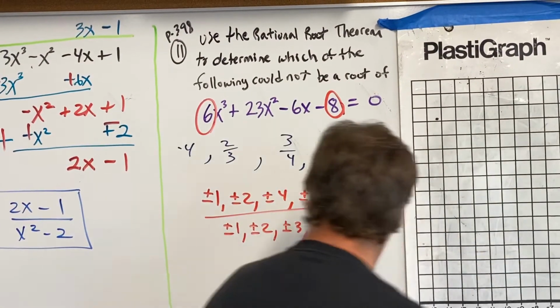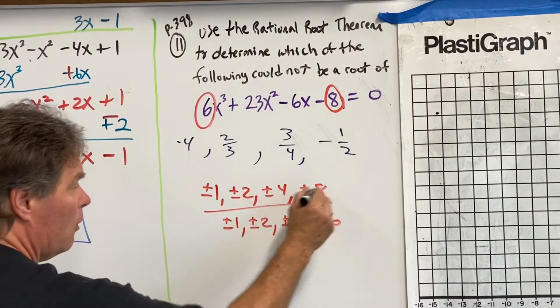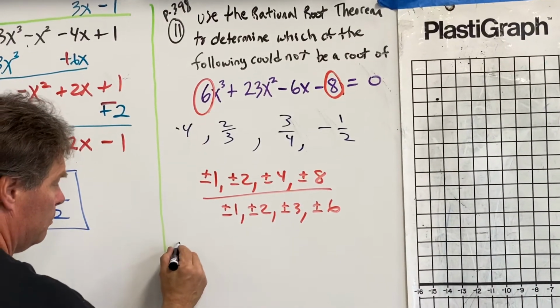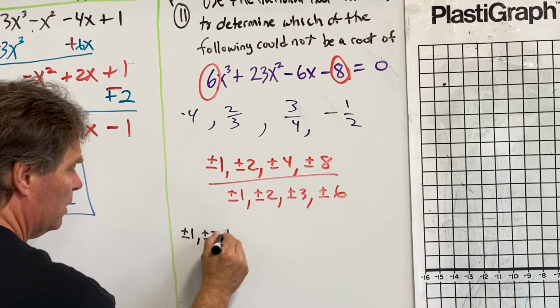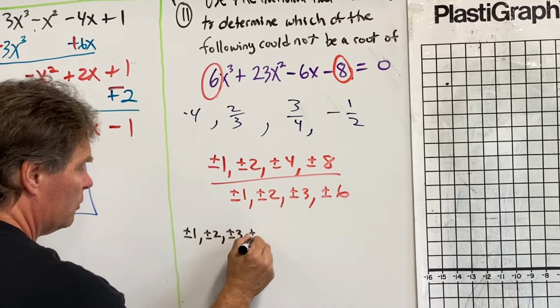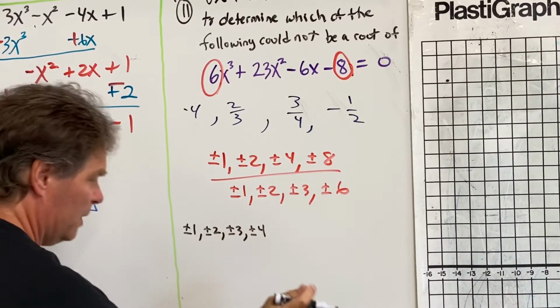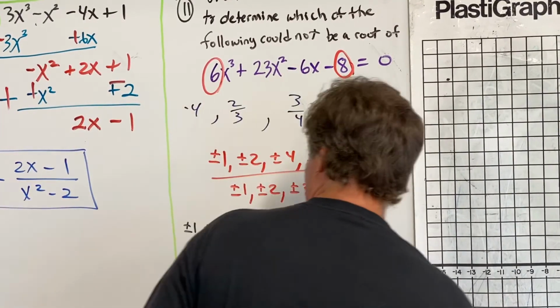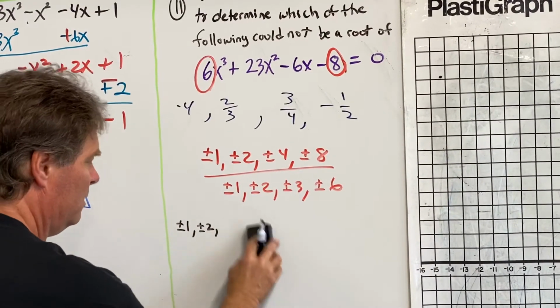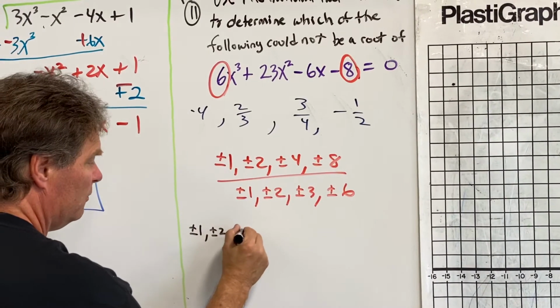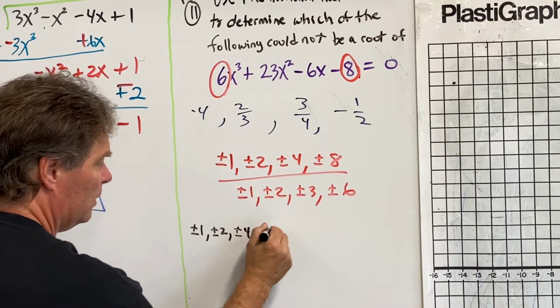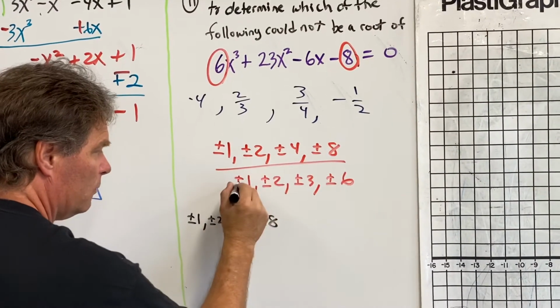Okay, here we go. I'm going to do everything over 1 to begin with. So we have ±1, ±2 over 1, ±3 over 1, ±4 over 1. Oh, not 3. 3 is not one of them. It's these guys over 1. So ±4, ±8, right? All of those guys over 1.